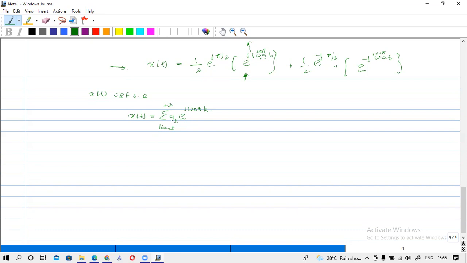We can estimate this a_k by integral. We have to take 1 by T and integrate within T, that means the fundamental period, since x(t) is a periodic signal. We integrate x(t) e to the power minus j k omega naught t. Using this, you can find the a_k values. For a naught, we have to evaluate it separately. So this is the Fourier series representation.